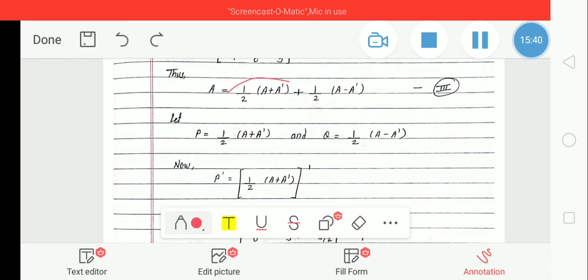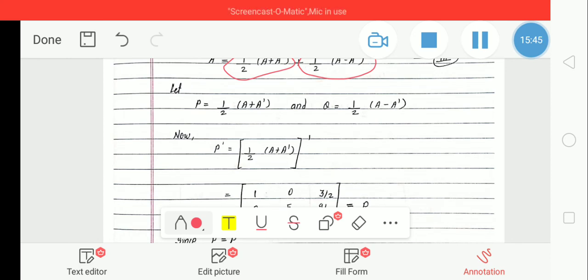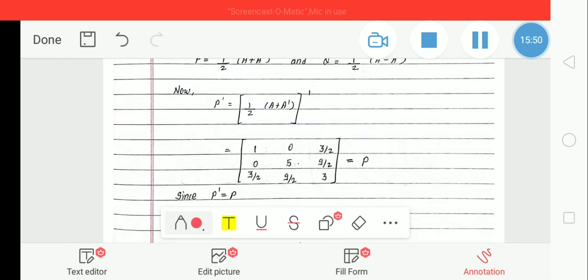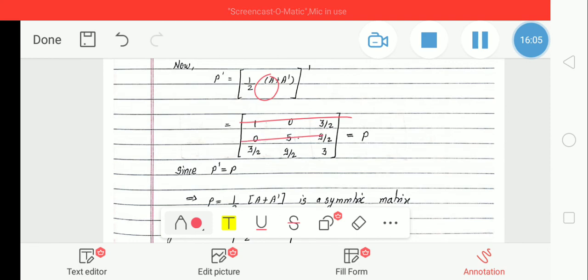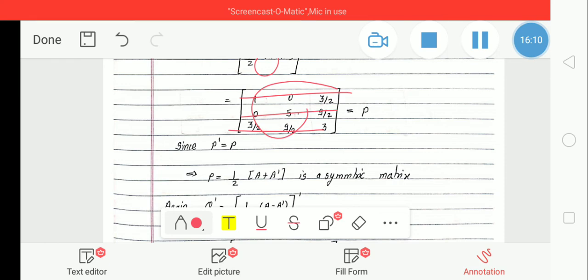Now put this as P and this as Q. Here P dash is equal to half of (A plus A dash) whole dash. So we interchange using equation number 1: we put equation number 1 in this matrix, then we interchange row and column. So we get this matrix, which is also matrix P. So P dash is equal to P. So P, half of (A plus A dash), is a symmetric matrix.